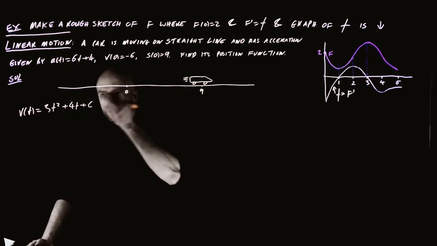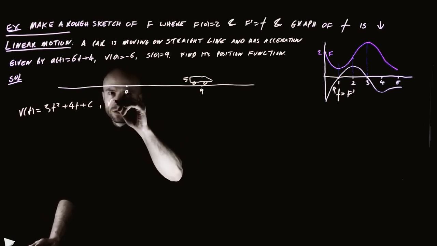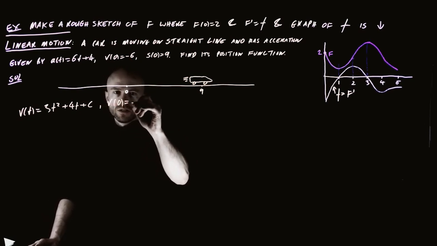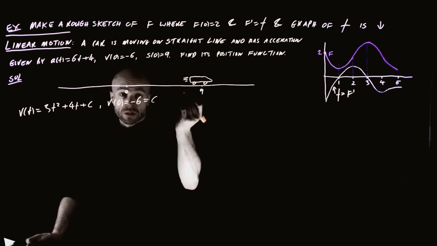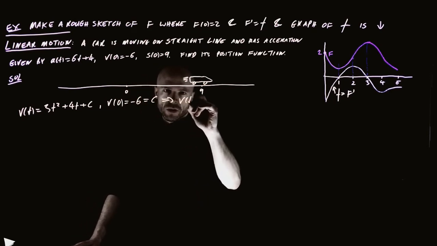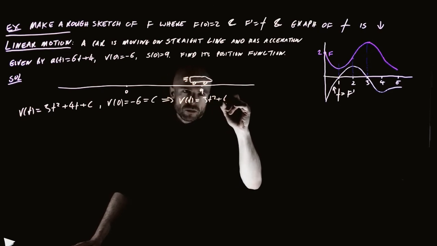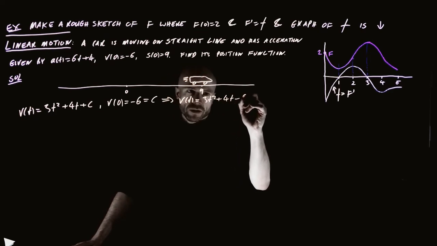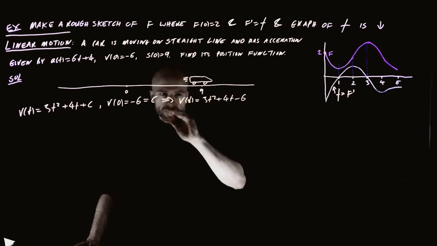Yeah? But we actually have the velocity at 0, right? So v of 0 is equal to minus 6. When we put 0 into this, it's also just equal to c, so that gives us what c is. So this implies that v of t is equal to 3t squared plus 4t minus 6, and that's the explicit, complete description of the velocity.